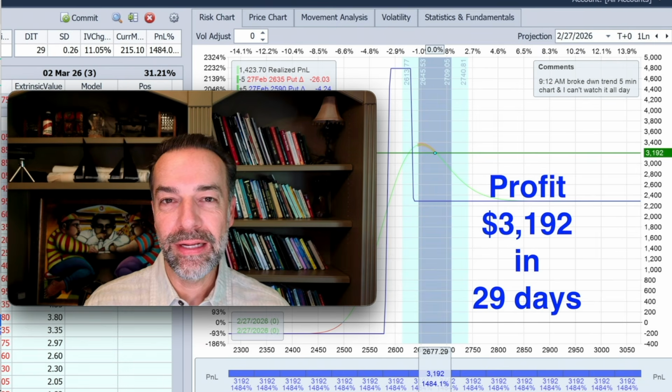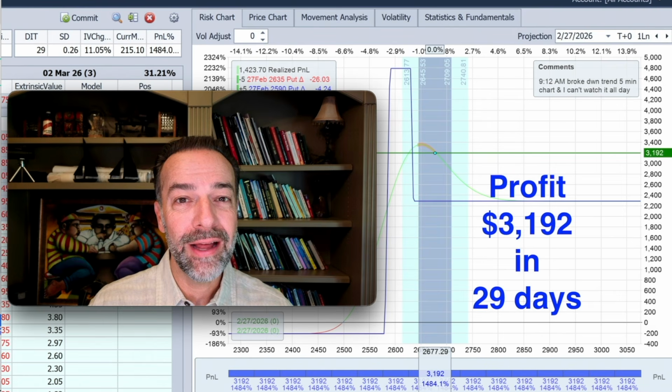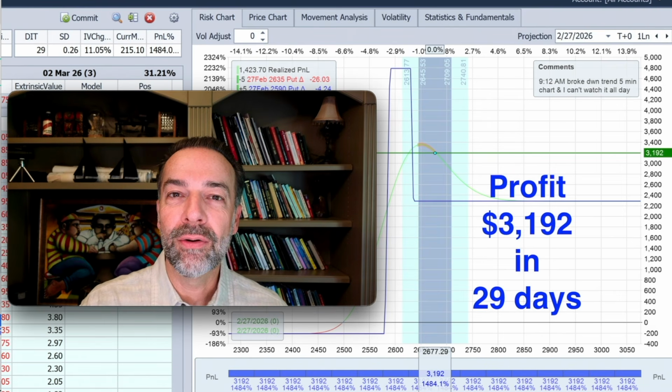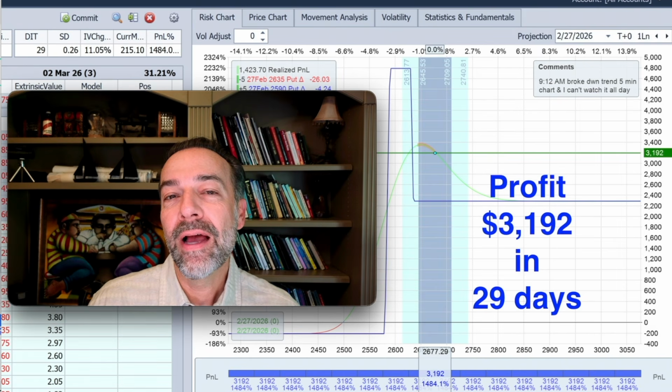This is how my trade ended. A tiny amount of risk for a very large profit. But this is not how it started. Several months ago, I entered an option trade that absolutely had risk. If the market didn't go my way, I could lose money.